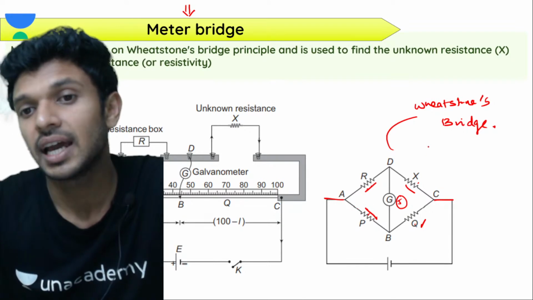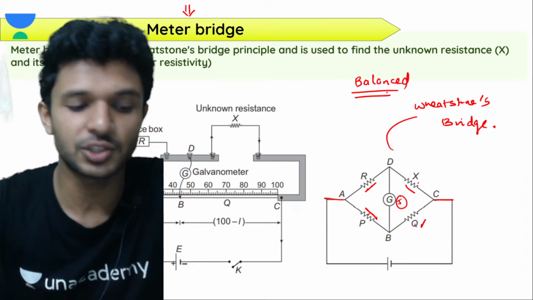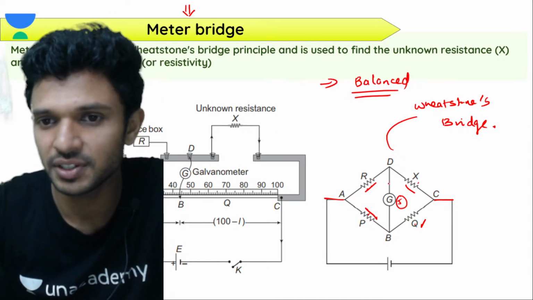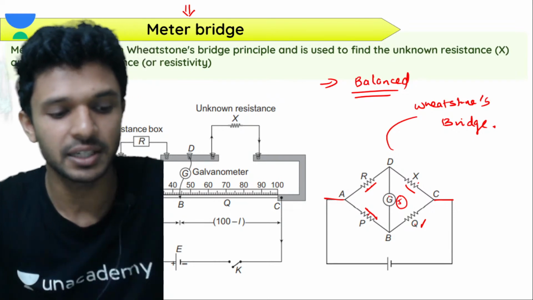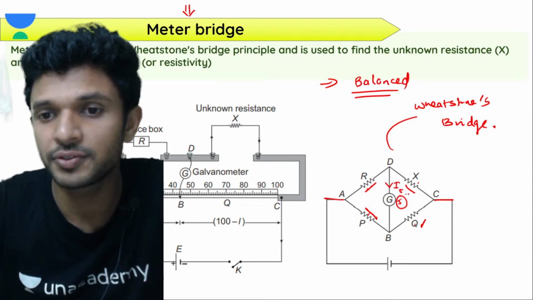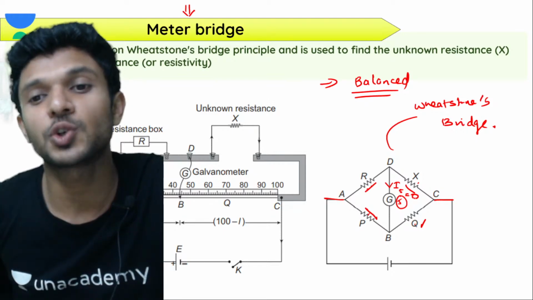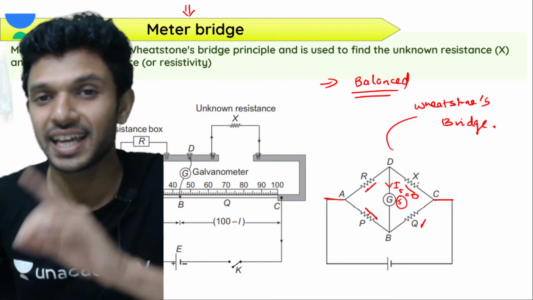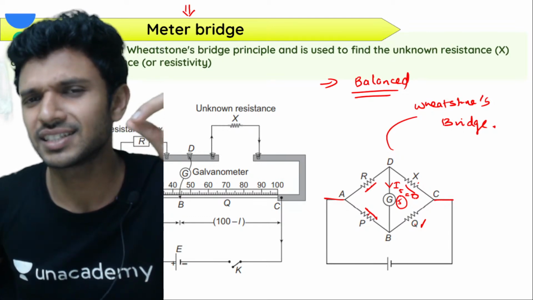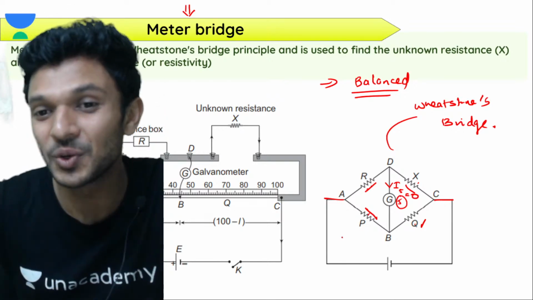And when will we call a given Wheatstone Bridge balanced? How many of you remember? Can you see the 5th resistor, the one written as G? Whenever the current passing through the 5th resistor is equal to 0, we say that the given Wheatstone bridge is balanced, isn't it? And whenever the given Wheatstone bridge is balanced, there exists a relationship between the resistors, isn't it? Yes or no? What was that relationship?